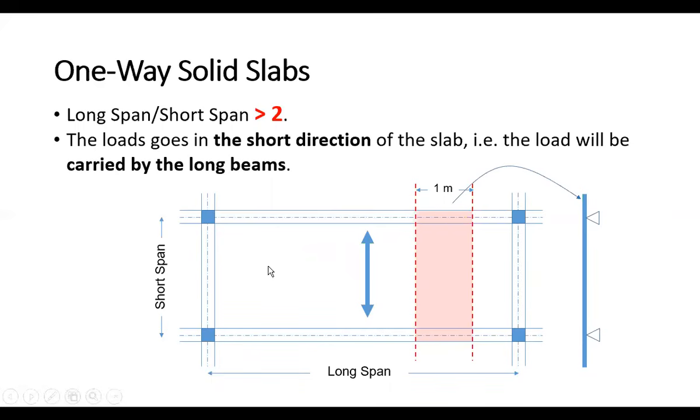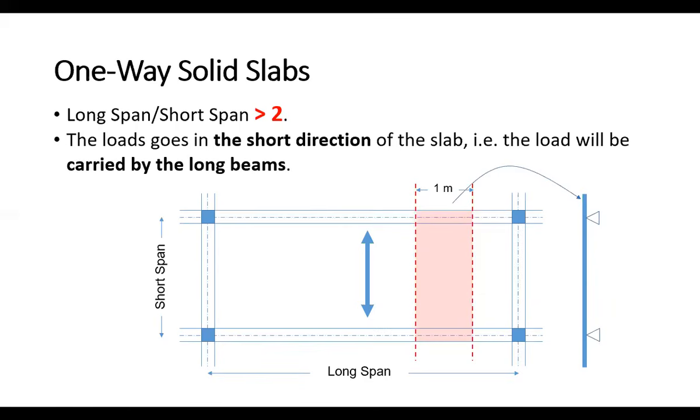Okay, how about the long direction? Do we need to have reinforcement here? Of course, we need to have reinforcement for shrinkage, for temperature changes, but we are not going to design for this one. We just use the minimum according to the code. So we design only for the short direction, and for the long direction, we just take the minimum according to the code.